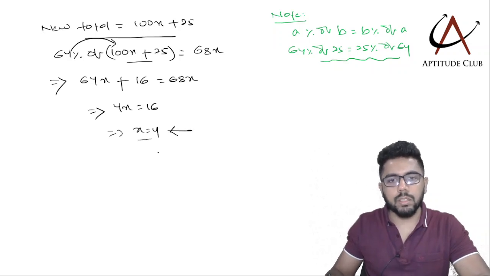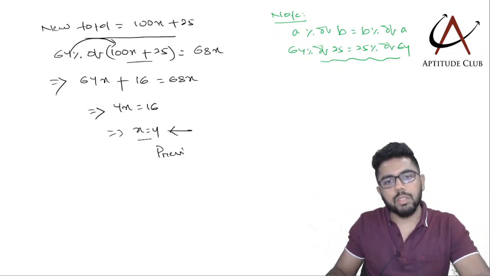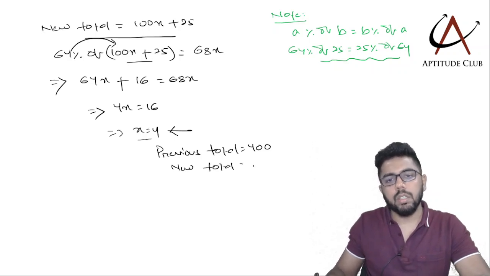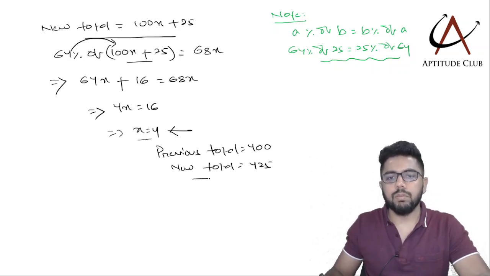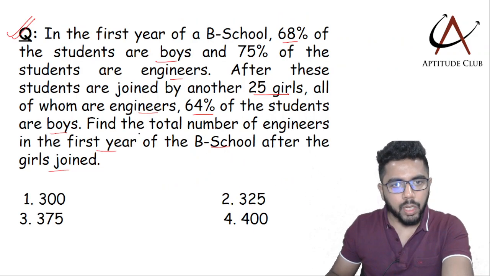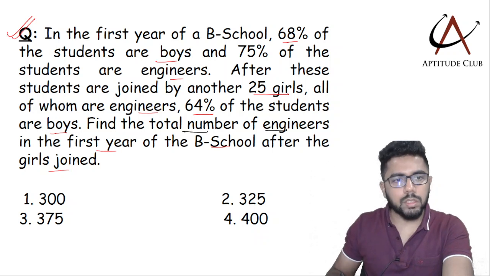Once you get x, the previous total is 100x, which is 400. The new total is 425. So we'll get all the numbers now. What is the question asking? Find the total number of engineers in the first year.